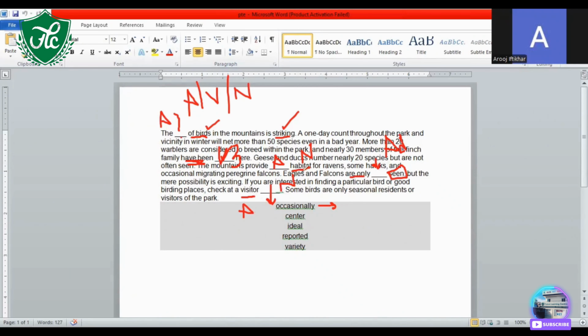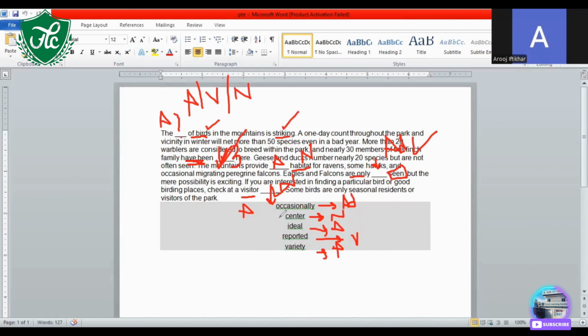Now let's identify what we have here. Occasionally is an adverb. Center, spelled C-E-N-T-E-R, is a noun. Ideal is an adjective. Reported is the verb. Variety is an adjective. So I think it is quite obvious that we have already solved the adverb, the noun, and the verb type of fill in the blank. We are only left with the identification of the two adjectives.